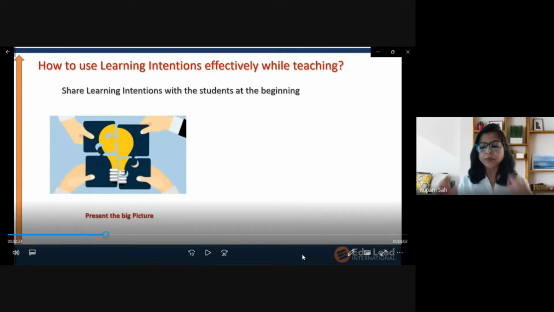There are various ways that you can do it. One of the ways, if you want to save a lot of time, is to have it already there on the slide and just tell them. And while you are telling, don't just read out the slides.